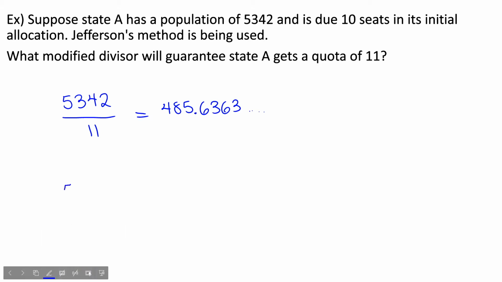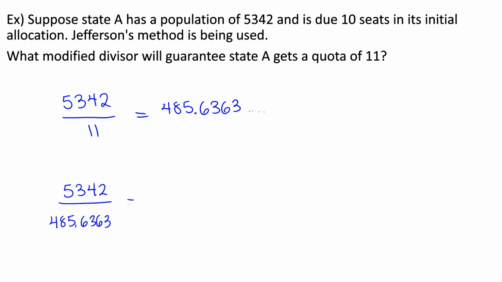So now if we take our population of 5,342 and divide it by this number over here, let's see what potential quota we could end up getting. 11.000, but if this is our modified quota, when we round everything down, this state would end up being due 11 seats. Which is generally what we want to have happen with Jefferson's method. We want to be giving out more seats. The general technique for finding threshold divisors in Jefferson's method is to take whatever the state population is and divide it by the number of seats you would like to see that state get.